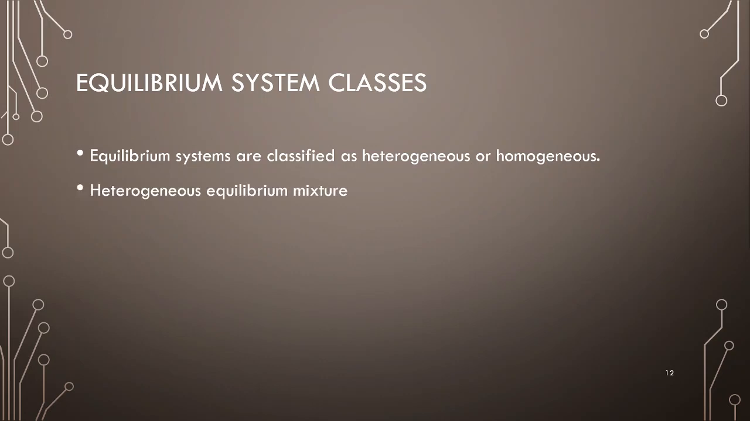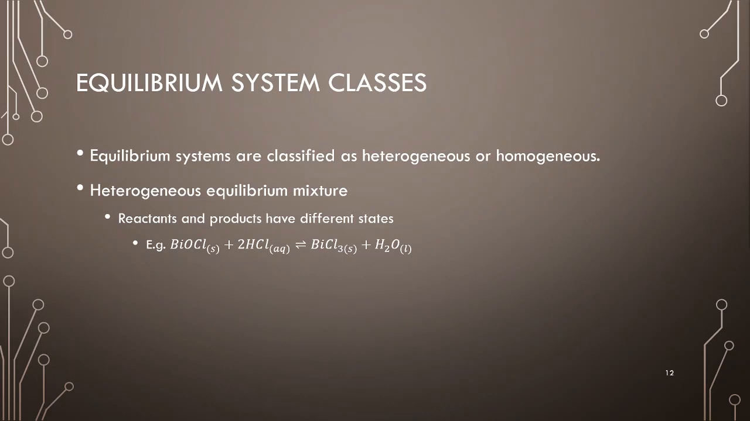You wouldn't be tested on this, but you should probably know what heterogeneous and homogeneous mean. Now, a heterogeneous mixture would have products and reactants in different states. For example, BiOCl, which is solid, is reacting with aqueous solution of HCl, which would produce liquid water and a solid. So they are in different states, a heterogeneous one. You won't be asked to find, say, a Kc value for this kind of equation.